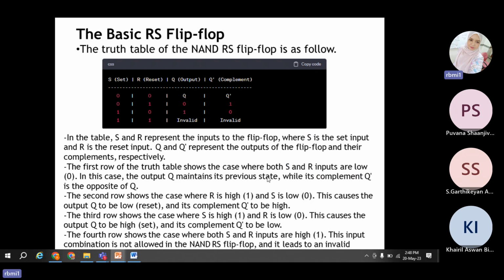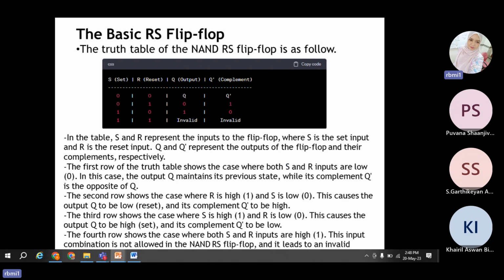Okay, for the first row, the output will remain from the previous state. Okay, it is the same as the previous state. And for the second and third, it will convert. The second causes Q to be low and complement Q bar becomes high. The third one is high, and this one here is low.